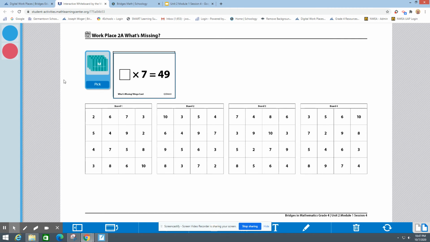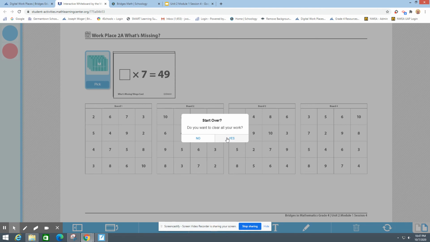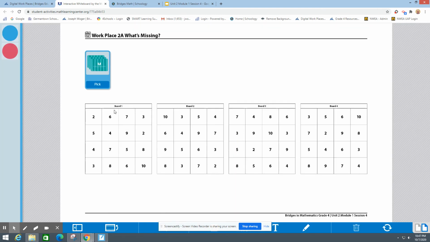And actually, let me just refresh this one. I think I can refresh. Just say yes to clear your work. All right. So say I picked board 1 and my dad picked board 2, and I'm going to play against them. So this is you and this is your dad or your mom or your brother or your babysitter or your grandma. So you just pick a card and you have to figure out what it is.